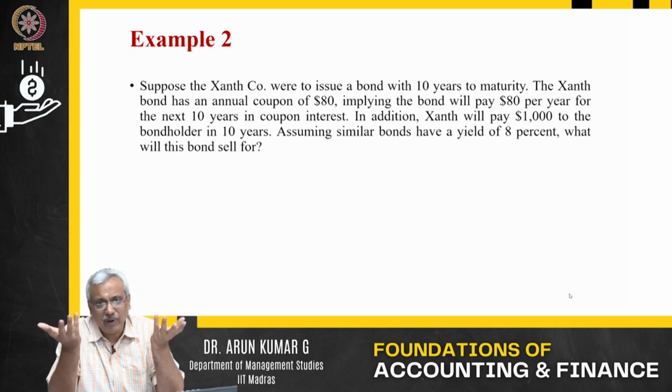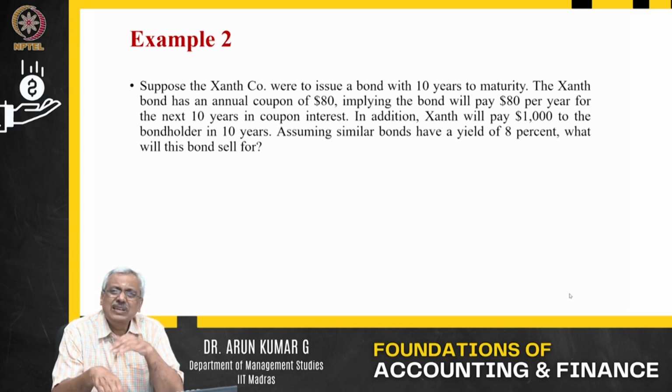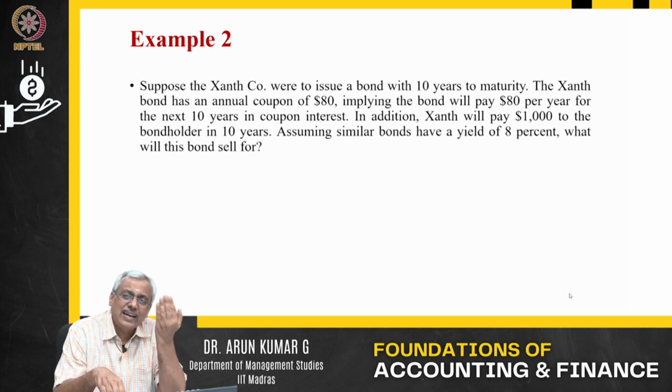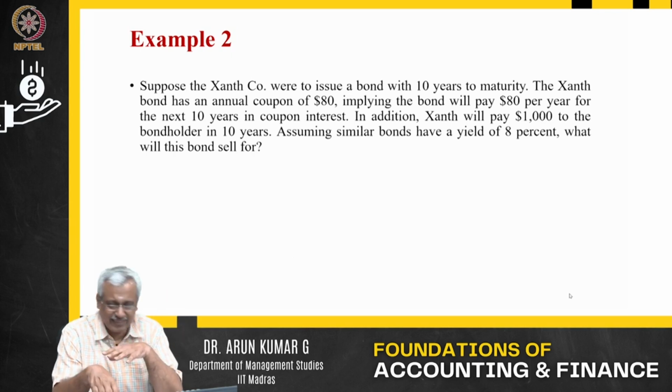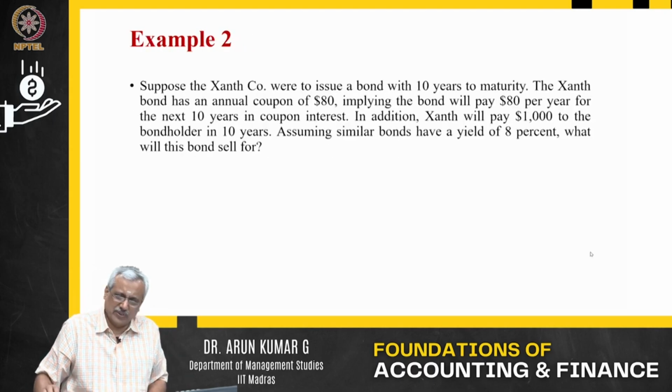It should sell at par value, the same value. If similar bonds have a yield of 9%, then the bond will sell at a price lower than 1,000. If similar bonds have a yield of only 7%, then the bond will sell at a value higher than 1,000. Though I said it will sell at par value, how do we calculate it? Let's look at the calculation part of it also.